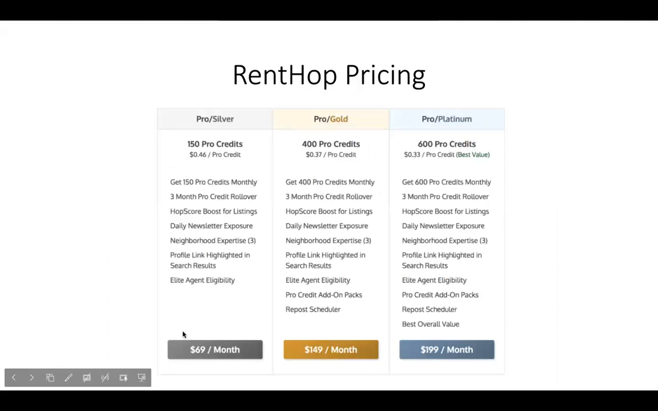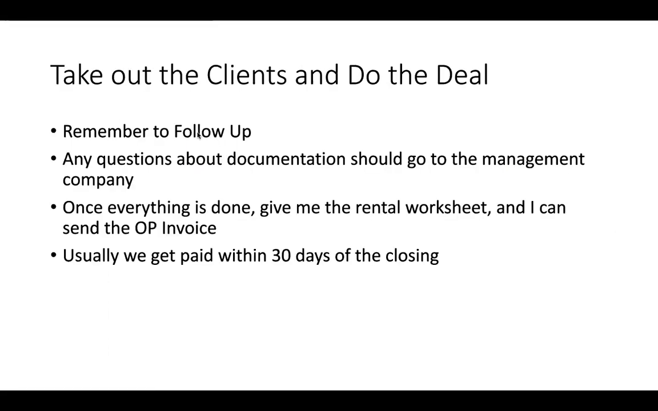The pricing is this. It's about $70 a month for the silver, $149 for the gold, and $199 for the platinum. Again, start off small, right? Start off with the silver. Give it about 2 months to really ramp up as you're getting people out there. And again, follow up with them. The most important thing is that any questions about what documentation you need, the application, always ask the management, right? And that's why it's important to ask up front what's going on and what they're going to need.